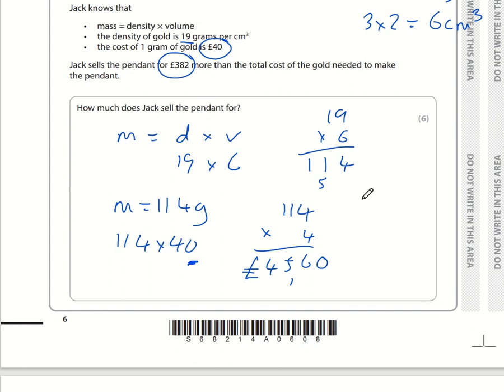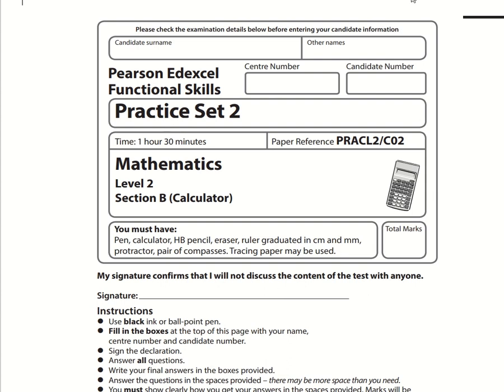Now Jack sells it for £382 more. So the selling price is going to be £4,560 plus the 382. So 0 plus 2 is 2, 6 plus 8 is 14, 4 carry 1, 5 plus 3 is 8, plus 1 is 9, 4 plus nothing is 4. So the total that he sells it for is £4,942.